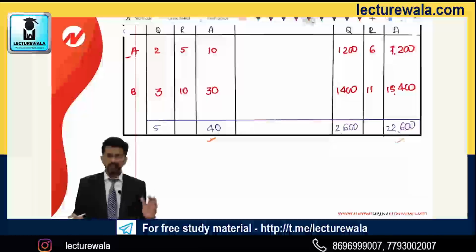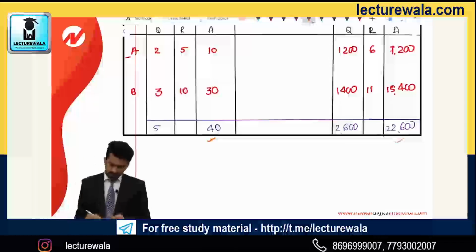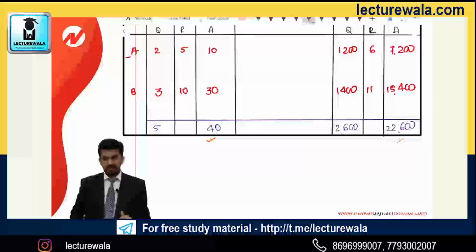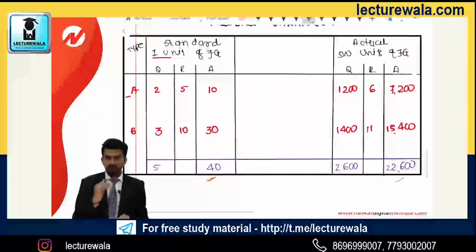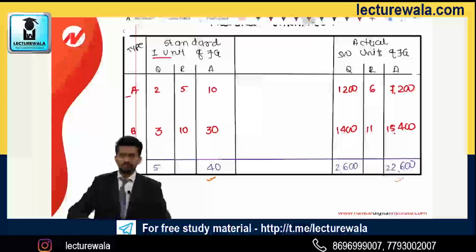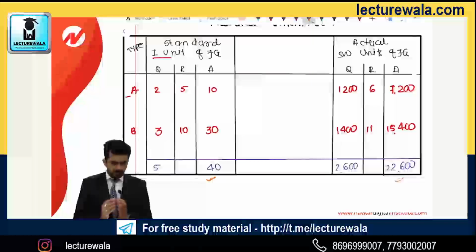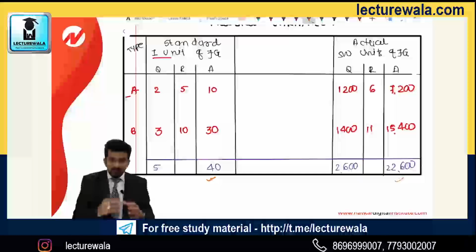Then someone stopped me. So wait, you are in the wrong direction, because 40 rupees is the cost of 1 unit and 22,600 is the cost of 500 units. I said, okay, fair. I cannot compare 40 rupees with 22,600. So now we need to prepare a revised standard for 500 units, because 500 units standard cost and 500 units actual cost will become comparable.